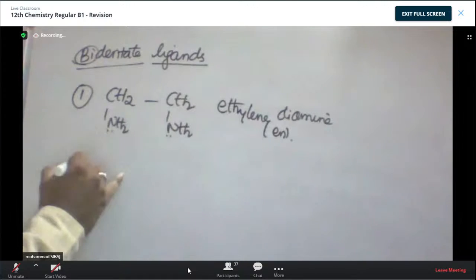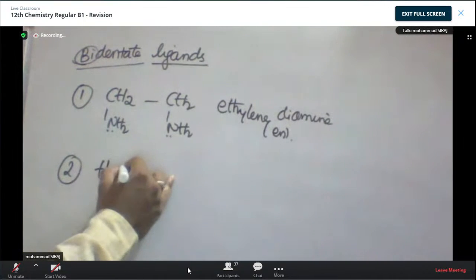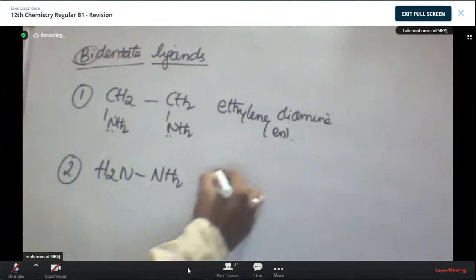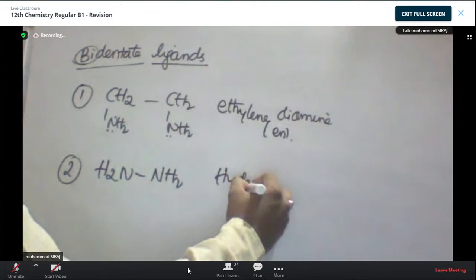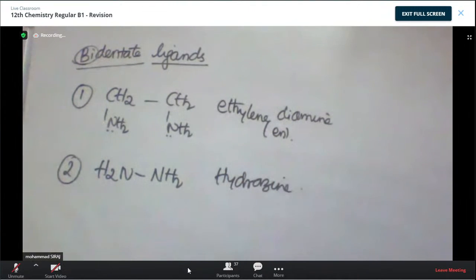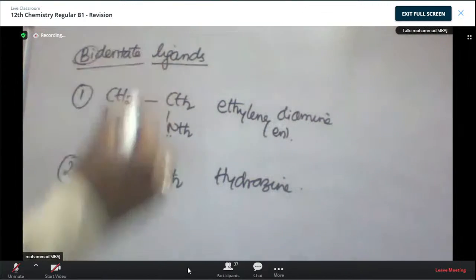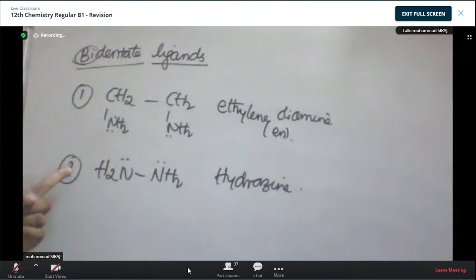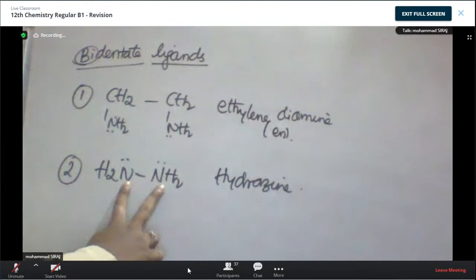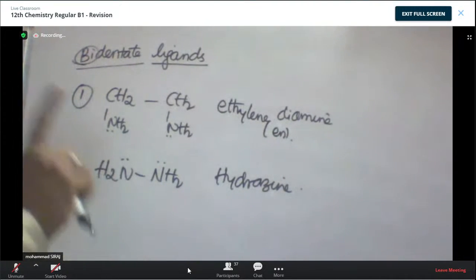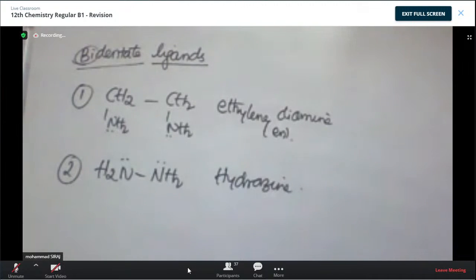Now see, if I am writing like this, H2N NH2, what is the name of this one? I think you get this in your biology also. Hydrazine it is. This is one nitrogen atom, this is one nitrogen atom. Is this a bidentate or monodentate ligand? To find this, see the donor atoms. How many donor atoms are there? Two donor atoms. If two donor atoms are present, that is a bidentate ligand. If only one donor atom is present, that is a monodentate ligand.